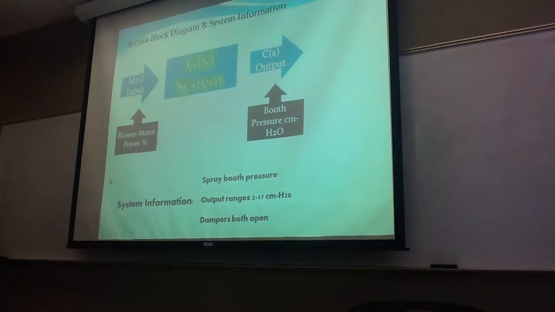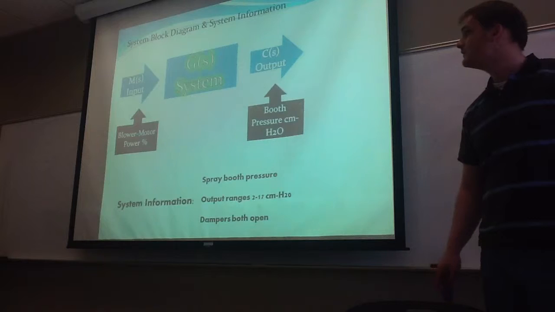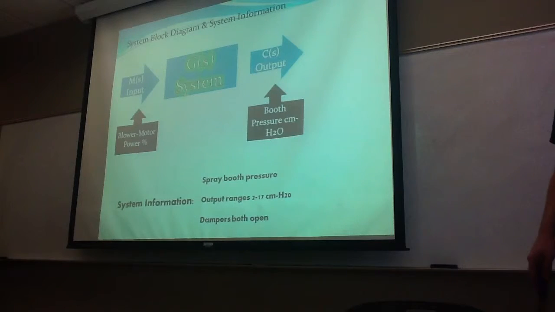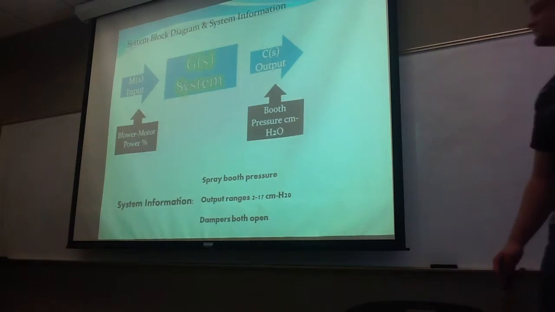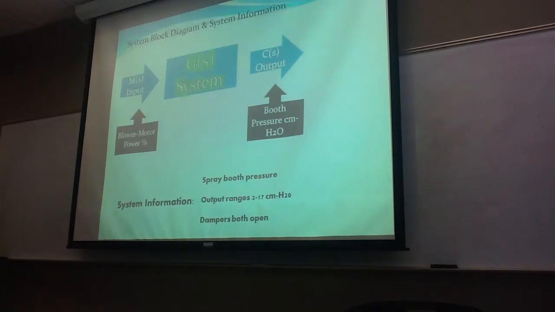So this is the block diagram of our system. The input is power percent, or percent power. The output is pressure, in centimeters of H2O. And our output ranged from 2 to 17 centimeters of H2O. And throughout all of our experiments, both dampers were open.